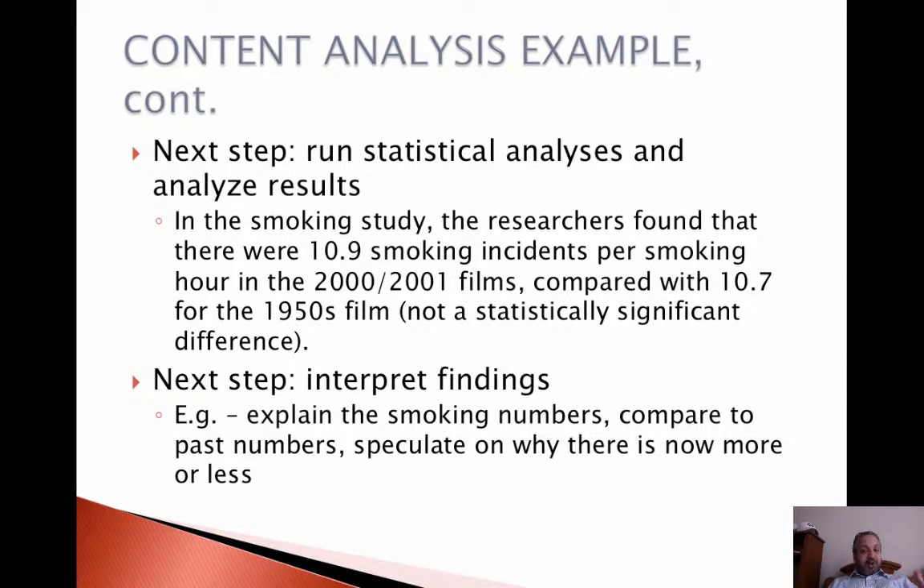You know what that means? You should know. They're counting up in real numbers and real terms. They're not using an ordinal level measure or a nominal level measure. They're actually counting up literally how many times there was a smoking incident. And so per hour, per film, I guess would even work in that particular case. So it was 10.9 in 2000 and 10.7 in the 1950s. That's not a big difference.